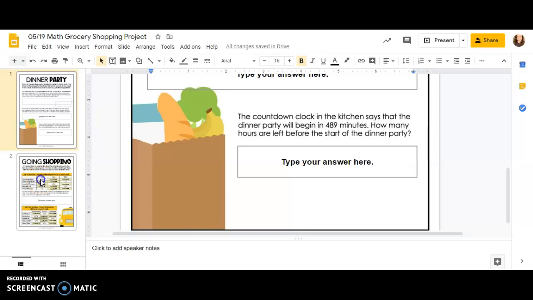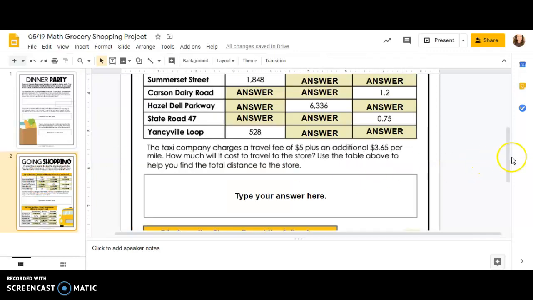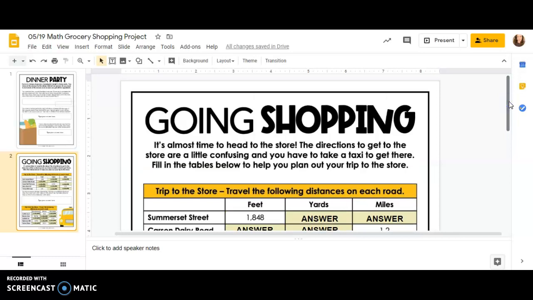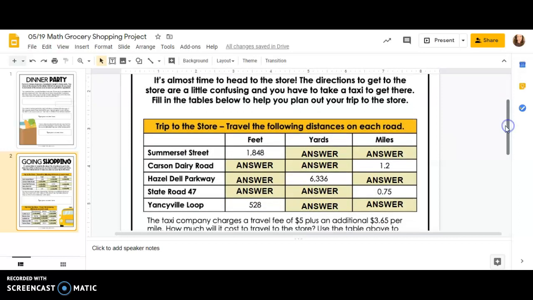in there. Let's look at the second page. This is titled Going Shopping. It's almost time to head to the store. The directions to get to the store are a little confusing, and you have to take a taxi to get there. Fill in the tables below to help you plan out your trip to the store. So we've got a little table here. So the trip to the store, travel the following distances on each road. So we've got different roads here.